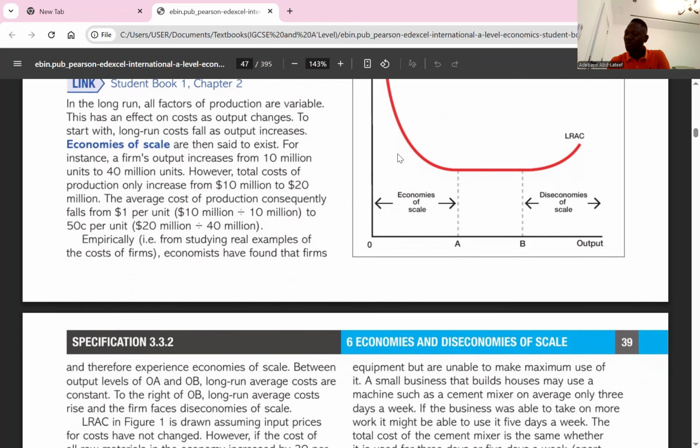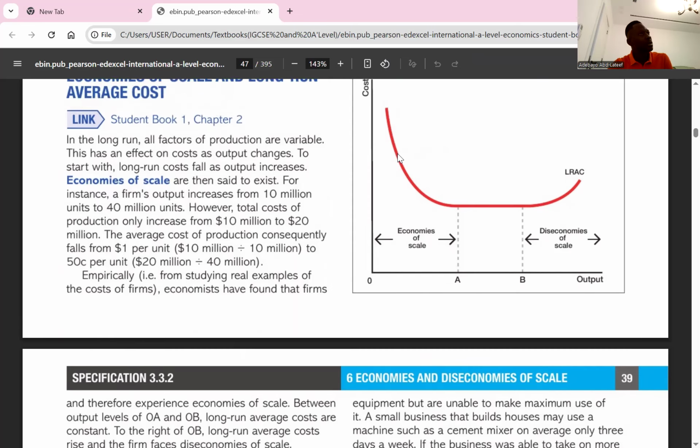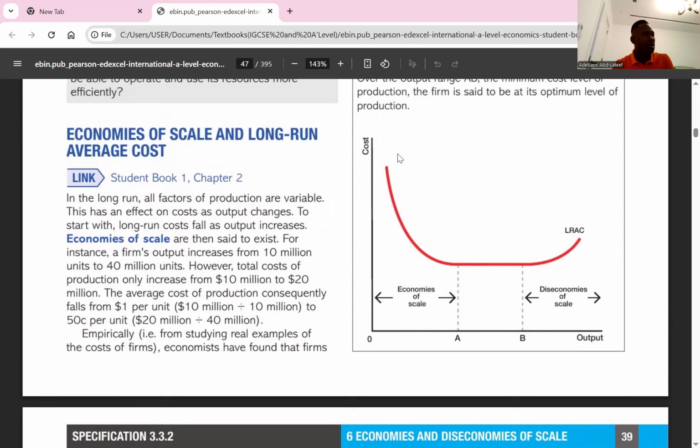However, some firms become too large and the average costs begin to rise. This is called diseconomies of scale. So we have three stages: economies of scale, the minimum efficient scale, and diseconomies of scale. Economies of scale start when the long run average cost starts falling, then gets to a state where it becomes constant. When it is constant, you are at your optimum level.